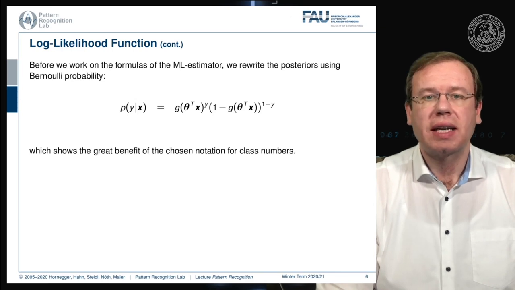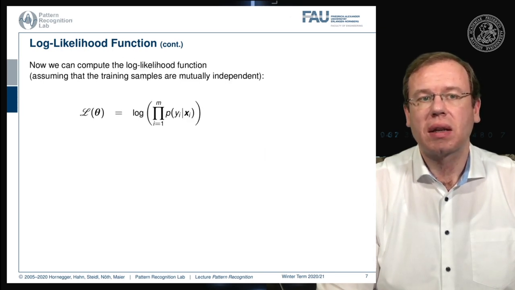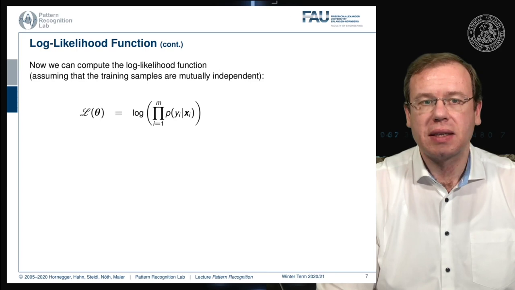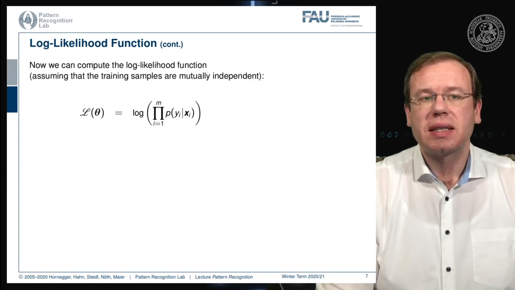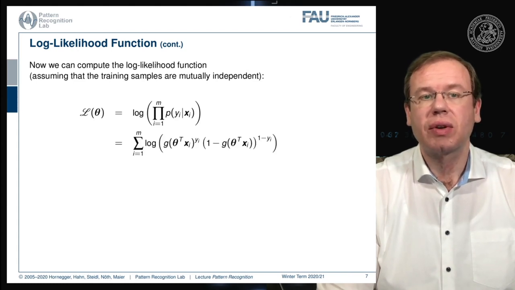Now let's go ahead and look into the log likelihood function, and we can write up the log likelihood function as the logarithm of our general probability, and we assume that all of the training samples are mutually independent, so we can simply then write this up as a product over all the posterior probabilities. This is kind of useful because if we now apply the logarithm, then we see that the maximum of this function does not change, and still we can reformulate it.